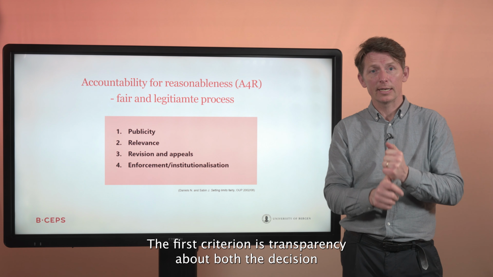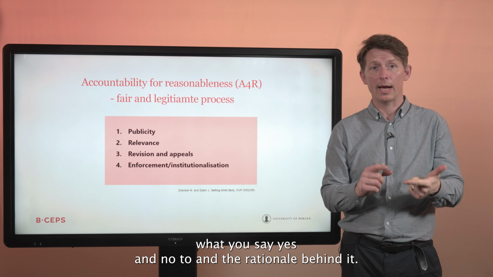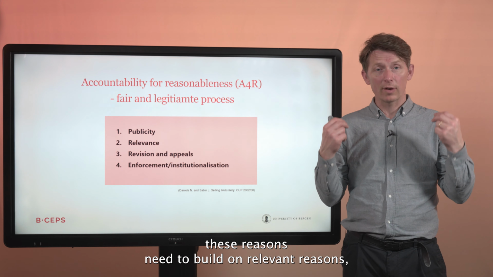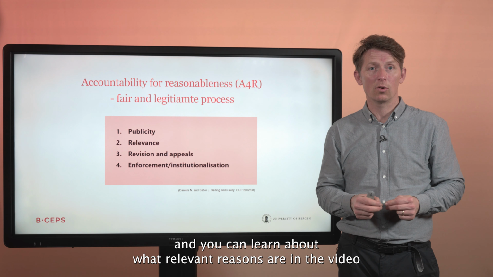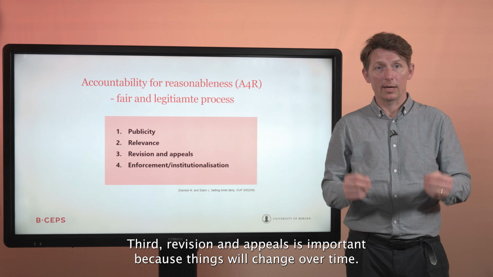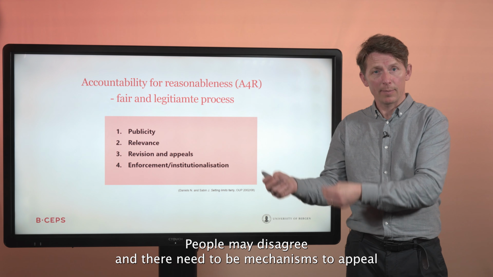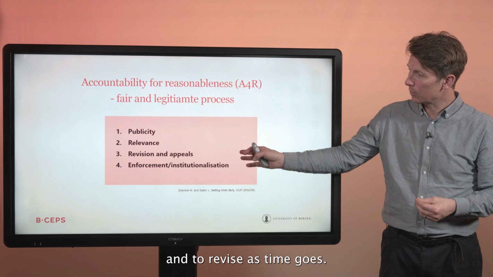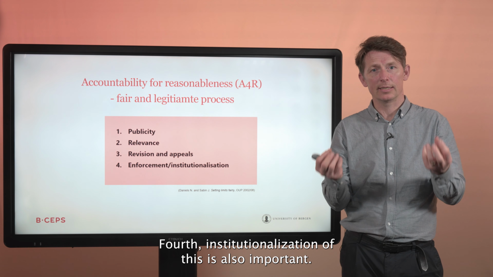The first criterion is transparency about both the decision, what you say yes and no to, and the rationale behind it. Second, these reasons need to build on relevant reasons, and you can learn about what relevant reasons are in the video about principles and criteria for priority setting in health. Third, revision and appeals is important because things will change over time. People may disagree and there need to be mechanism to appeal and to revise as time goes. Fourth, institutionalization of this is also important.